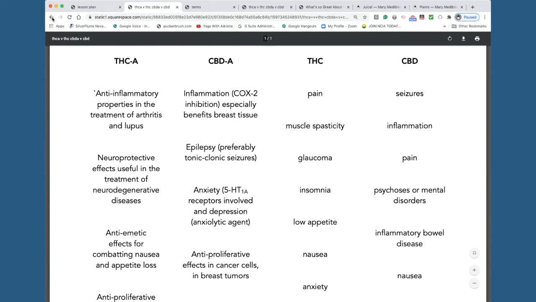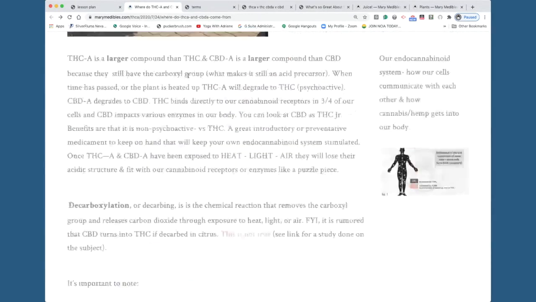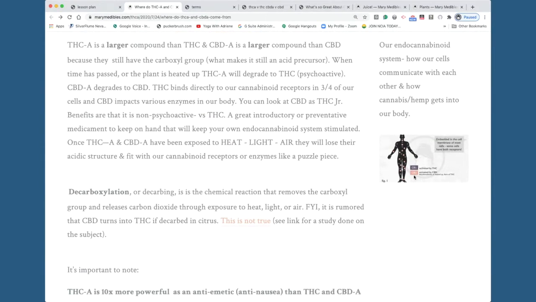And when you're dealing with cannabis, entourage effect, I want you to remember that we have the endocannabinoid system that is flowing head to toe through our body. So we have receptors in all of our body parts. In three-quarters of our cells we have receptors.